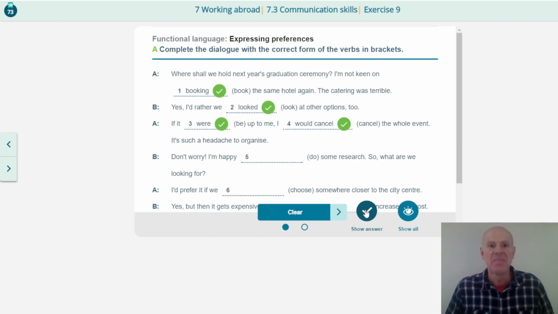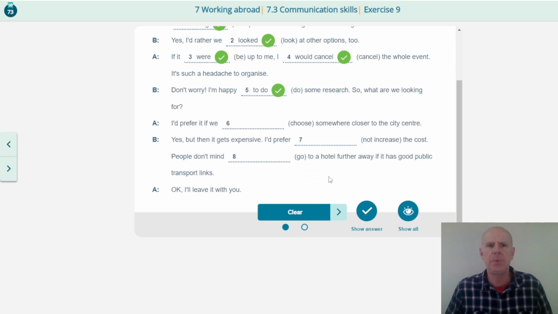I imagine. Don't worry, I'm happy to do some research. So what are we looking for? I'd prefer it if we chose somewhere closer to the city center. Yes, but then it gets expensive. I'd prefer not to increase the cost.